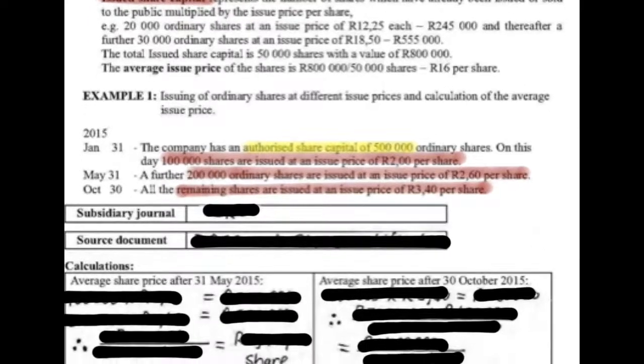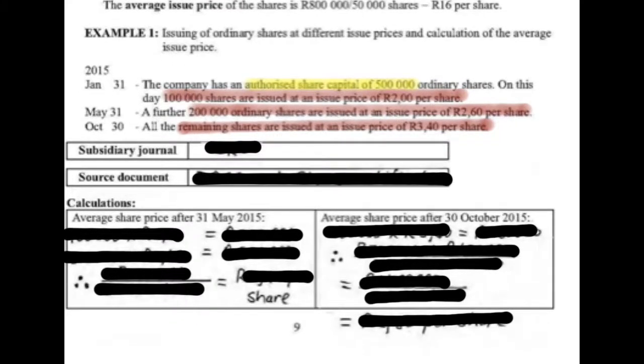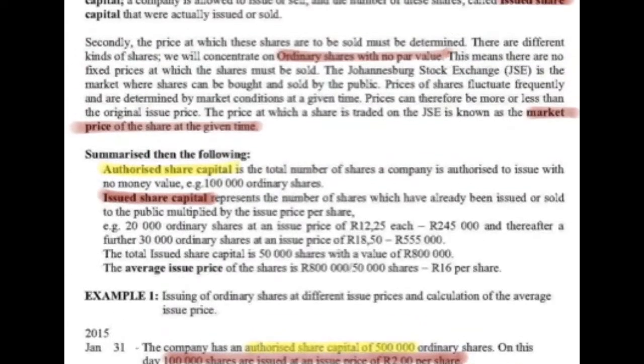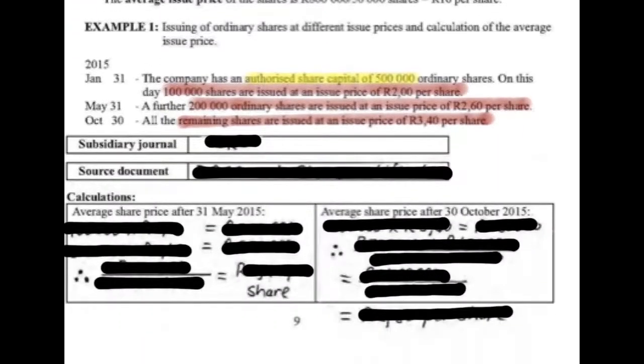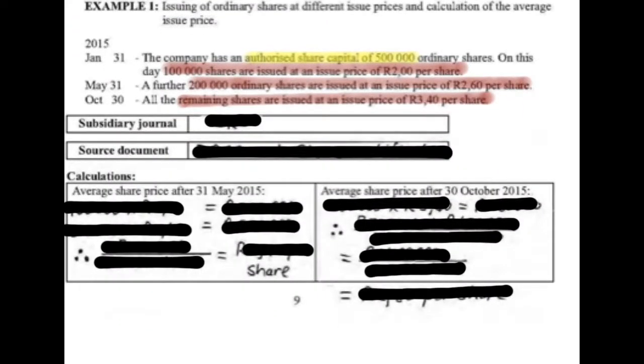Let's do an example. Now the example is very simple. The example says issuing of ordinary shares at different prices and calculate the average issue price. So on the 31st of January 2015, the company has an authorized share capital of 500,000 ordinary shares. Remember, those 500,000 shares do not have a value yet. It has no money value yet because we haven't issued it yet. It only starts to get a value once we issue it.